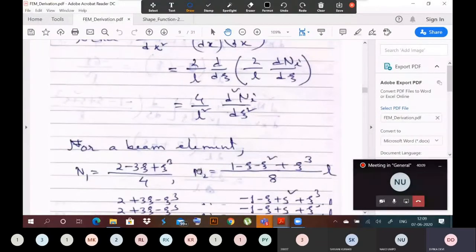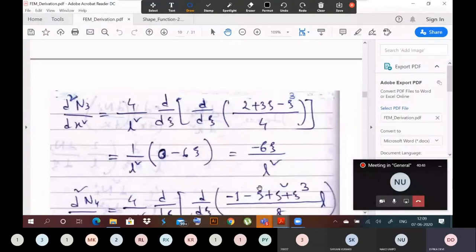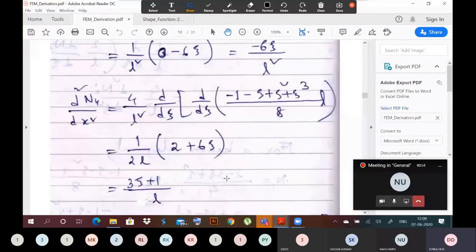Ultimately, d square N1 by dx square will equal 6 xi by L square. D square N2 by dx square will be equal to (3 xi minus 1) by L. Then d square N3 by dx square will be equal to minus 6 xi by L square. D square N4 by dx square will be equal to 1 by 2L times (2 plus 6 xi), which is (3 xi plus 1) by L. So once you know these values, you can get the B matrix. This is the B matrix for a beam element.